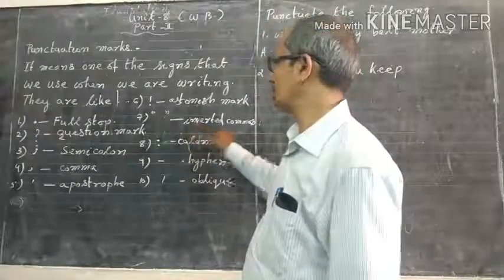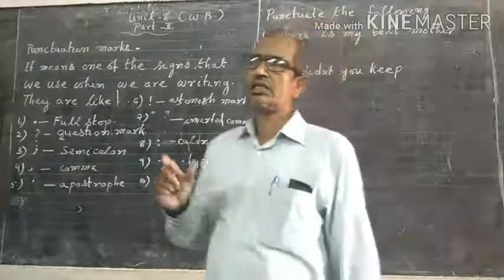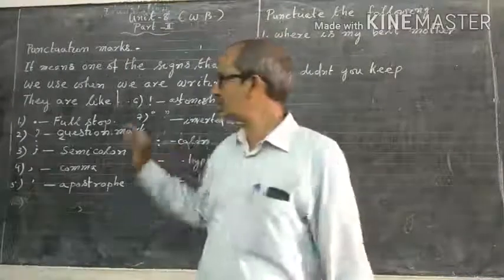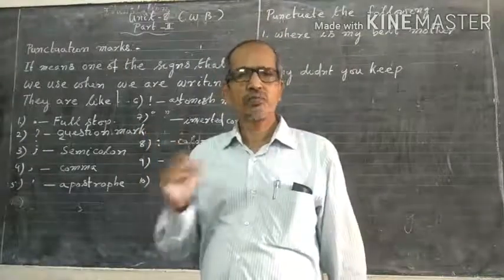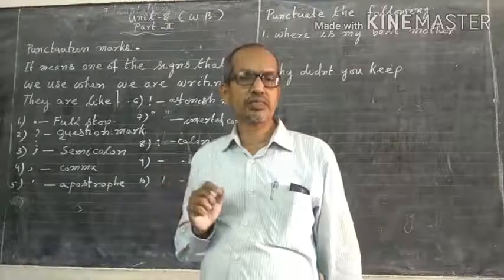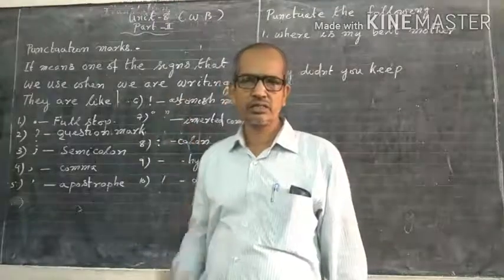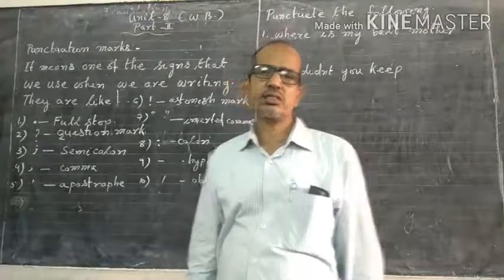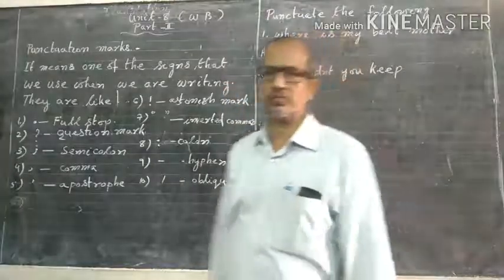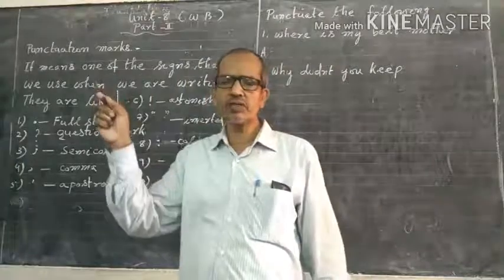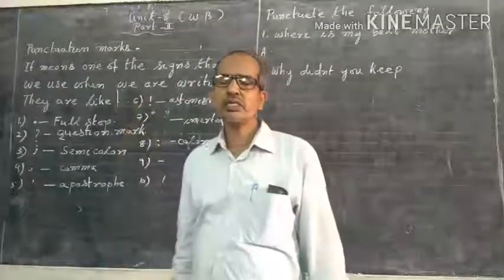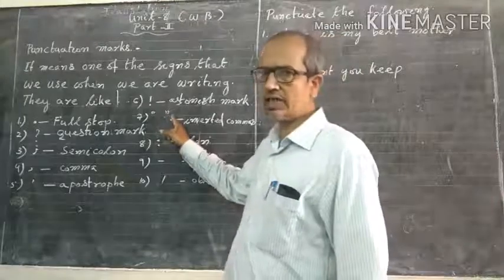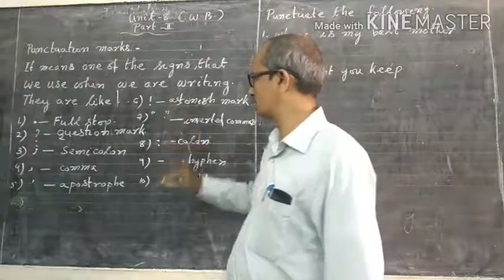inverted comma. The statements are kept in the inverted comma. It is used in direct speech or in a dialogue. Mahatma Gandhi said, "Non-violence is my policy." Non-violence is my policy, it will be written in inverted comma. So we use it like this, in direct and indirect speech.